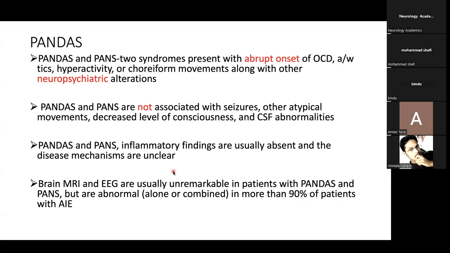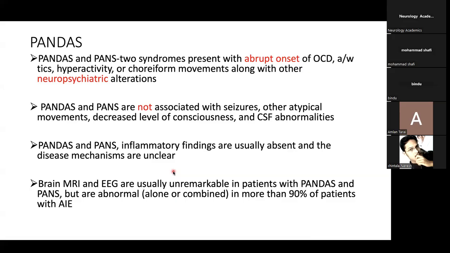So in case of PANDAS, pediatric autoimmune neuropsychiatric disorders associated with streptococcal infection. PANS is the pediatric acute onset neuropsychiatric syndrome.